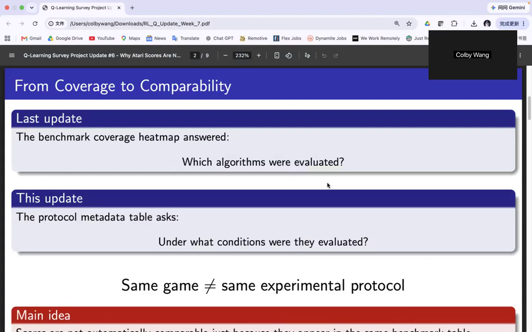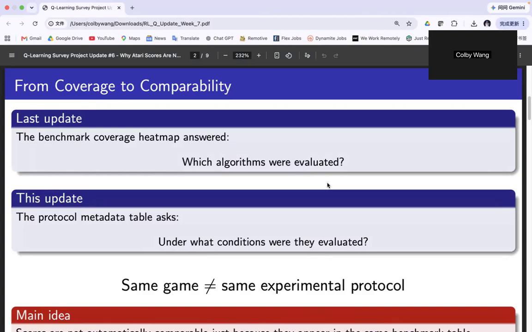Last update, the coverage heat map answered a structural question: which algorithms were evaluated? That is important because a missing score and a score of 0 mean different things. A score of 0 means the task was tested and the agent failed. A missing score means we do not have comparable evidence. This week's protocol table asks the next question: under what conditions were those evaluations run? This is where benchmark analysis becomes more subtle.